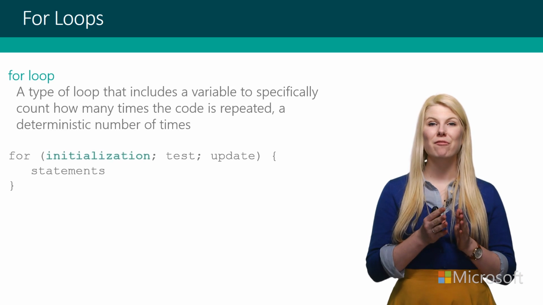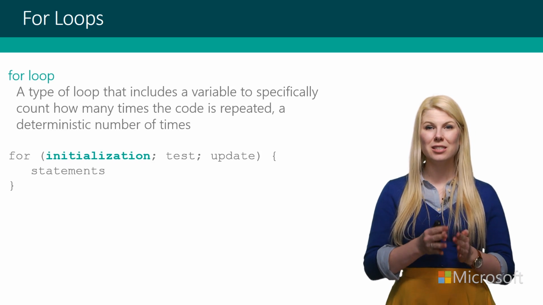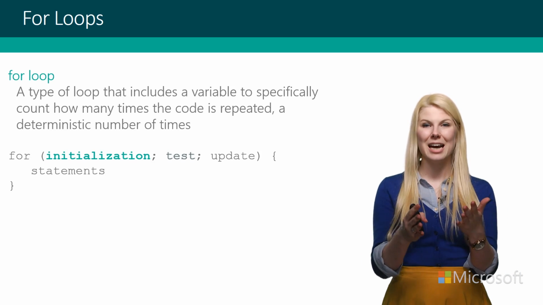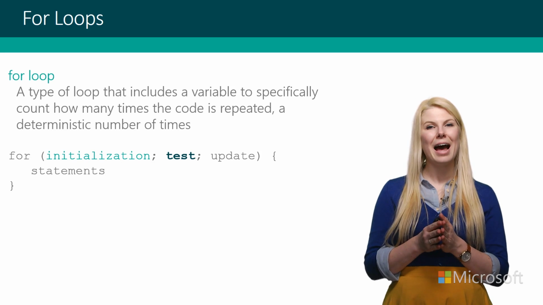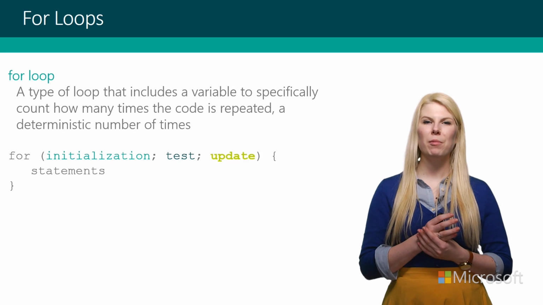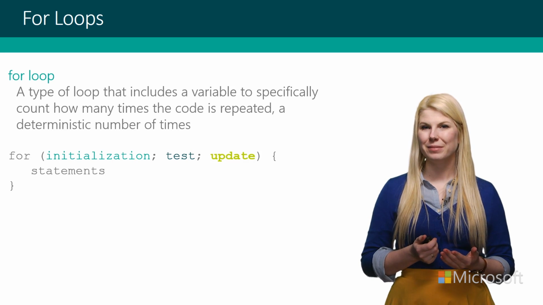The for loop has three parts. It has a variable initialization, and this is your special variable just for your for loop. Then it has the test, and then it has the update. All of this is in what we call the for loop header.